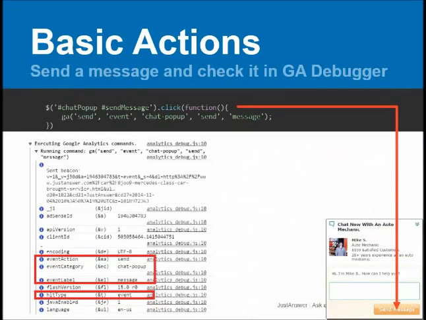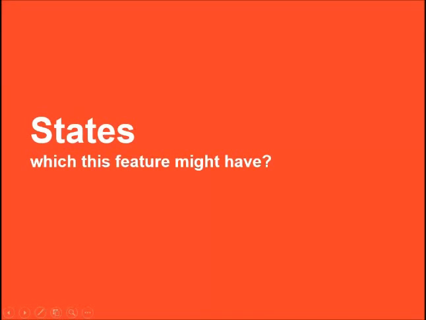For developers, it's very easy to implement this feature because they can use jQuery to react on a click on the send message button, and after that they can use one line of code to send the event to Google. State tracking is really similar to action tracking, but the difference here is that users don't need to interact with the object to change its state.